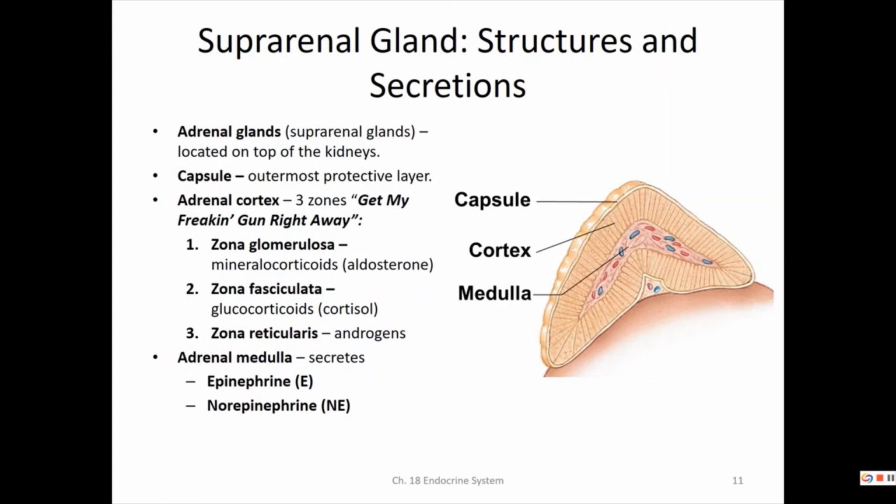Get my: zona glomerulosa. Glomerulosa makes mineralocorticoids, that's aldosterone. Get my freaking gun: fasciculata makes glucocorticoids, that's cortisol. And right away: zona reticularis. Reticularis makes androgens. Get my freaking gun right away. Then the medulla makes epinephrine and norepinephrine.